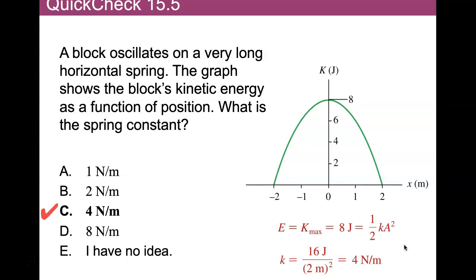So that's the argument, right? We know the total energy is the maximum kinetic energy, which is 8 joules, and that's equal to the maximum potential energy, which is 1/2 k a squared. So, knowing a, reading off a from here, which is 2 meters, and the maximum energy from here, we solve for k.